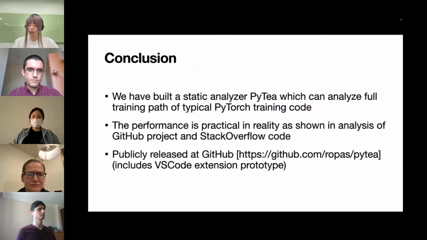In conclusion, we have built a static analyzer which analyzes full training passes of PyTorch training codes, and the performance is practical to integrate with IDEs as a real-time analyzer. PyT is publicly released on GitHub with a prototype VS Code extension. Thank you for listening.